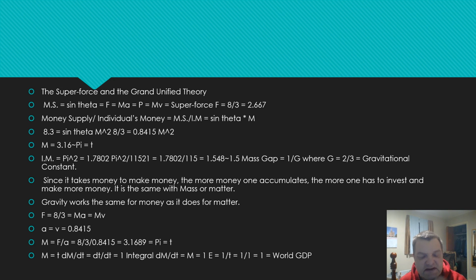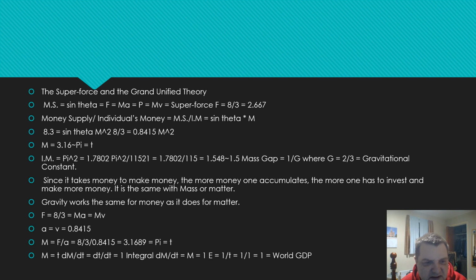So an expression in business is it takes money to make money. The more money accumulates, the more money one has to invest and make more money. It's the same with mass or matter. The more mass there is, the greater the pull of gravity. So money is like gravity in that sense. But gravity works the same for all money as it does for matter.